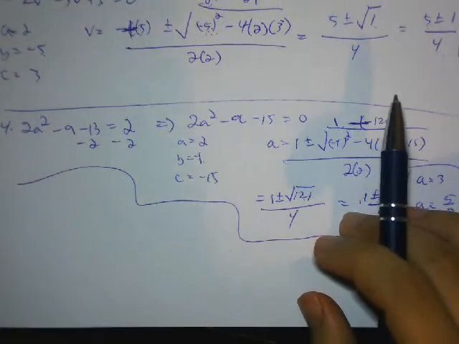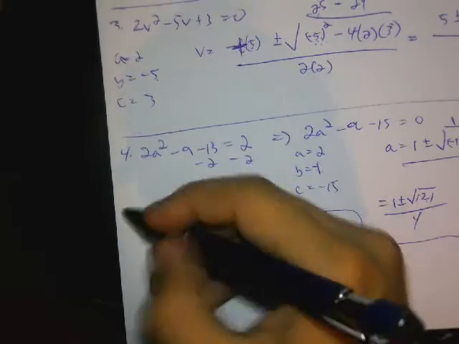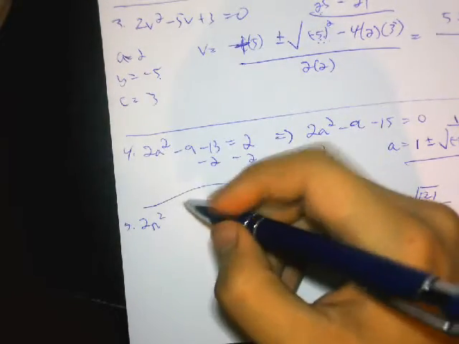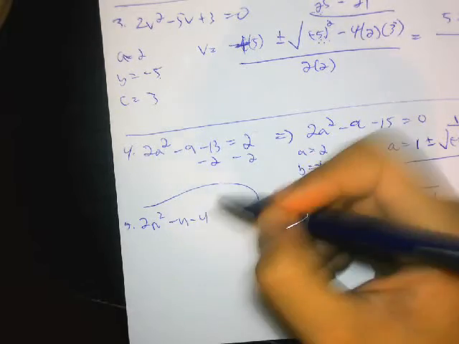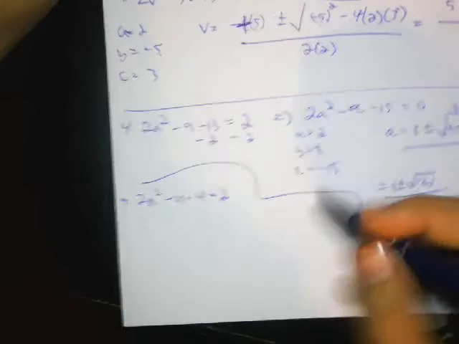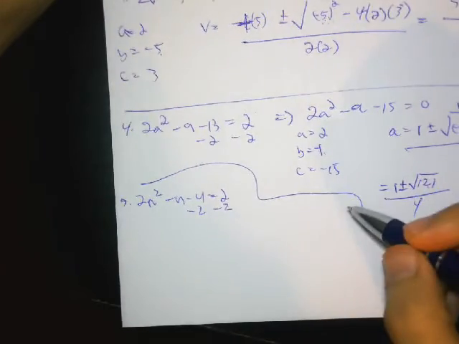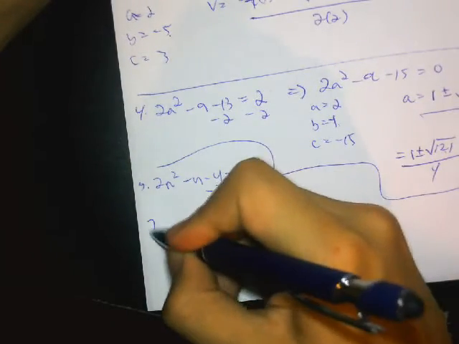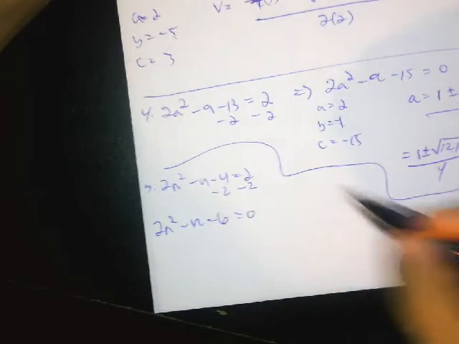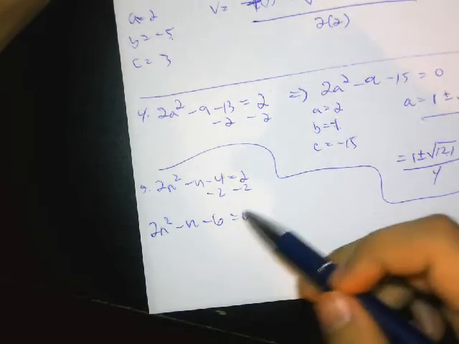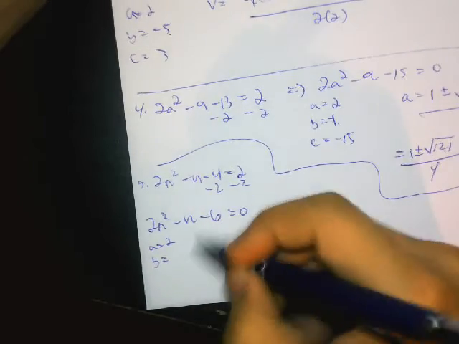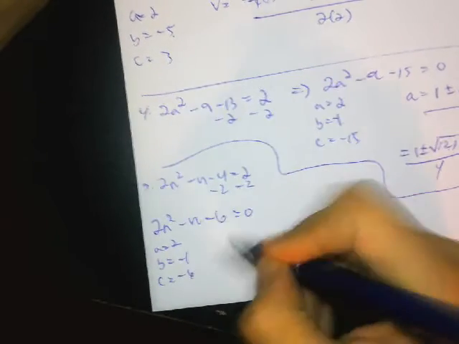Alright, let's try and fit this next one down here. Number 5. Number 5 is 2n squared minus n minus 4 is equal to 2. Again, it does not equal 0, so make sure that you subtract 2 from both sides so that it does equal 0. So now we get 2n squared minus n minus 6 is equal to 0. Negative 4 minus 2 is negative 6. My a is 2, my b is negative 1, and my c is negative 6.